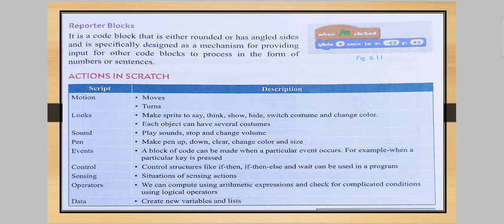Next is control structure. If, then, else and wait can be used in a program. Then sensing, sensing a situation or action. Then operators: we can compute using arithmetic expressions and check complicated conditions using logical operators. Operators means plus, minus; these are called operators. Next is data. Create a new variable and list. So these are the scripts in Scratch programming. All of you have to learn these action scripts to create any type of program.